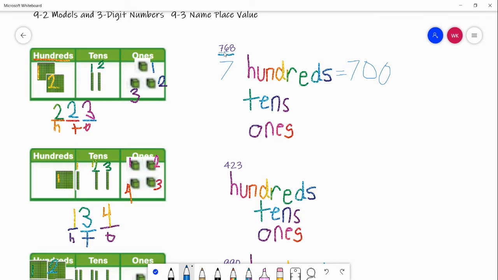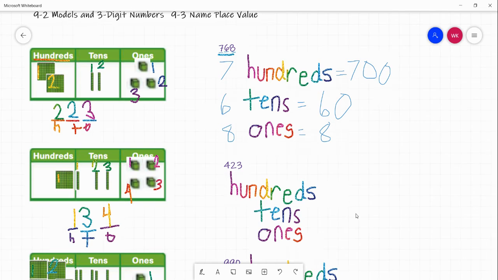Next, let's look at our tens place. Did I just say hundreds? Tens place. So now we have a 6 in our tens place. So we have 6 tens. 6 tens also equals 60. If you count by tens, if you count 6 tens, you have the number 60. And last but not least, let's look at our ones place. We have 8 ones, and 8 ones is just 8. So if you added up 700 plus 60 plus 8, you would get the number 768.